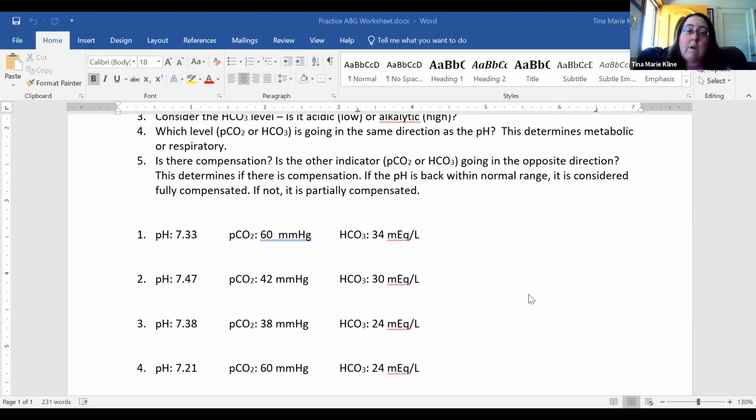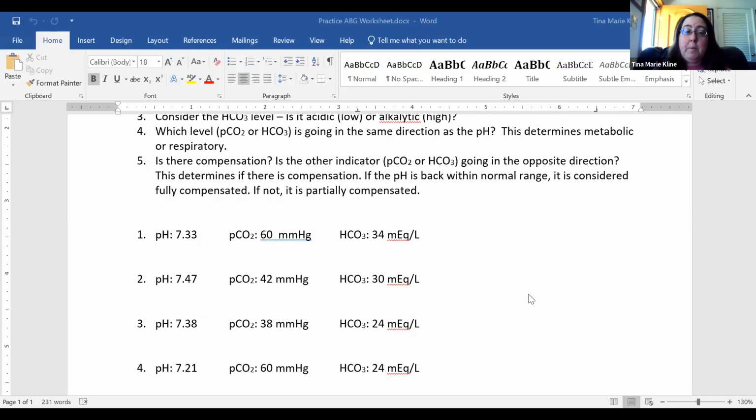So this is a respiratory acidosis. Now, because your bicarb is moving in the opposite direction, it's going to the alkaline side, I know that there is some compensation taking place. However, because the pH is still not within normal limits, it's considered a partial compensation. So this would be a partially compensated respiratory acidosis.